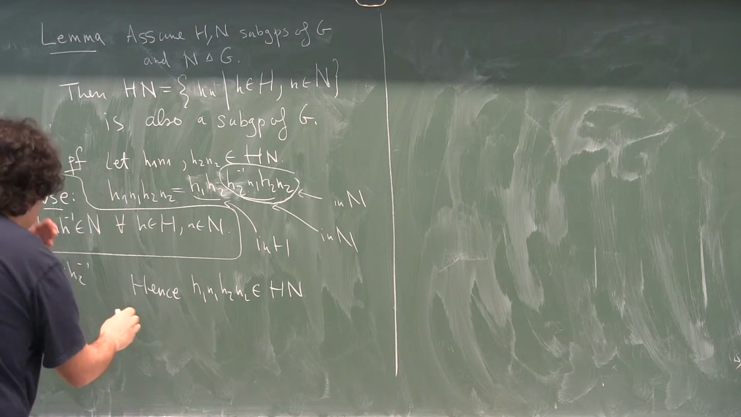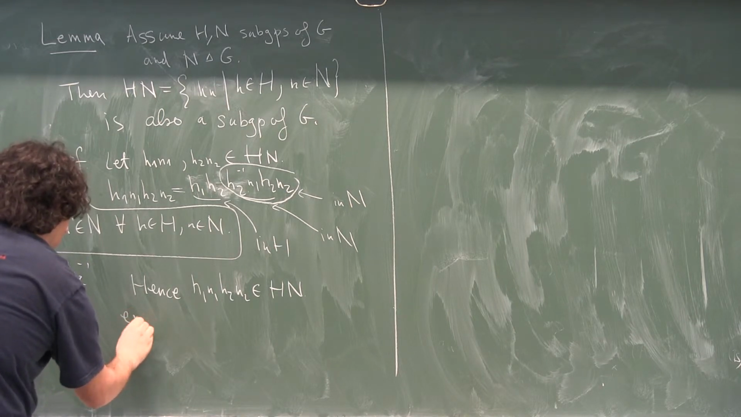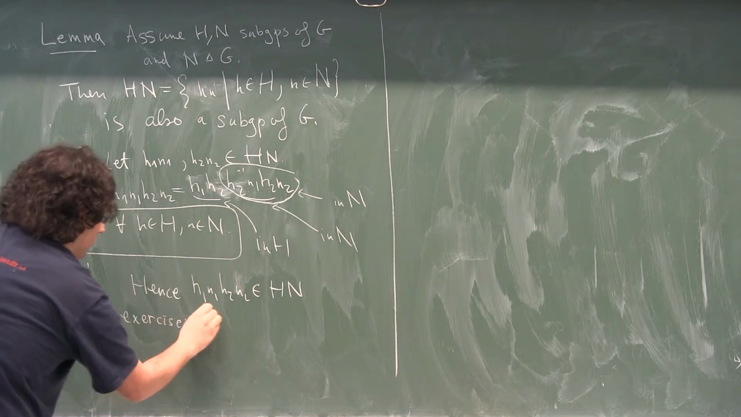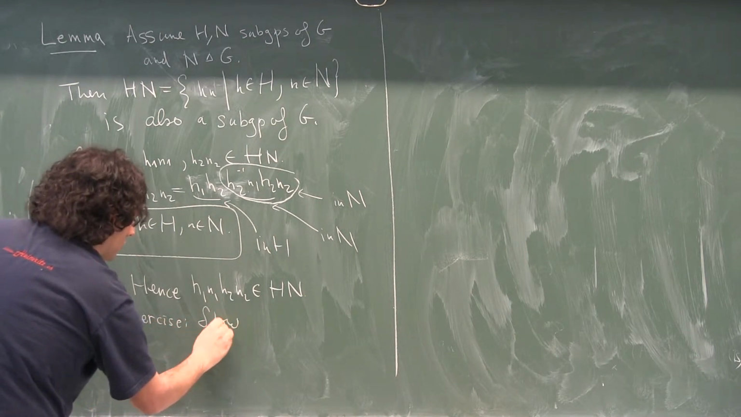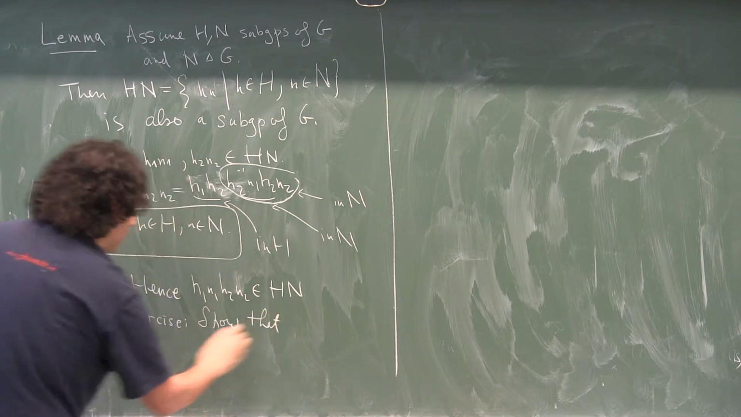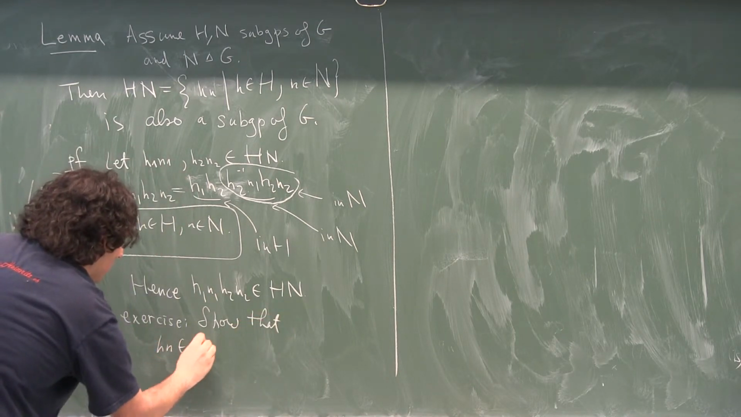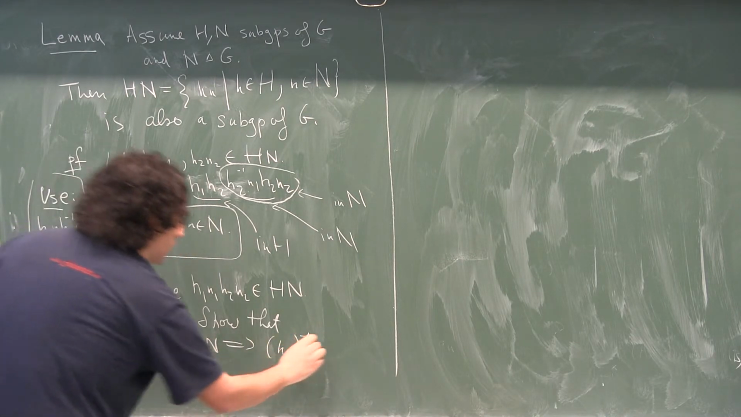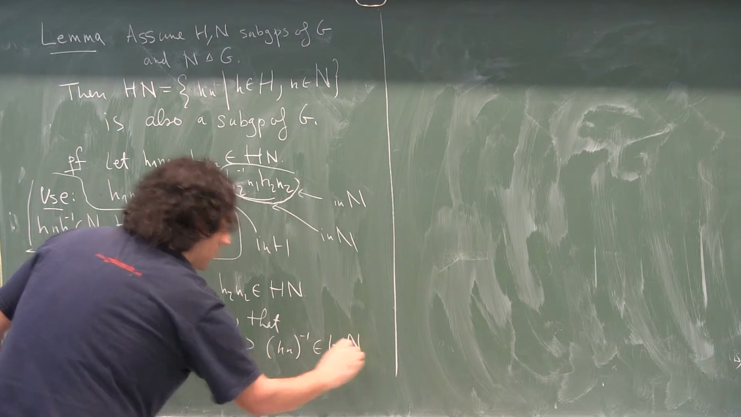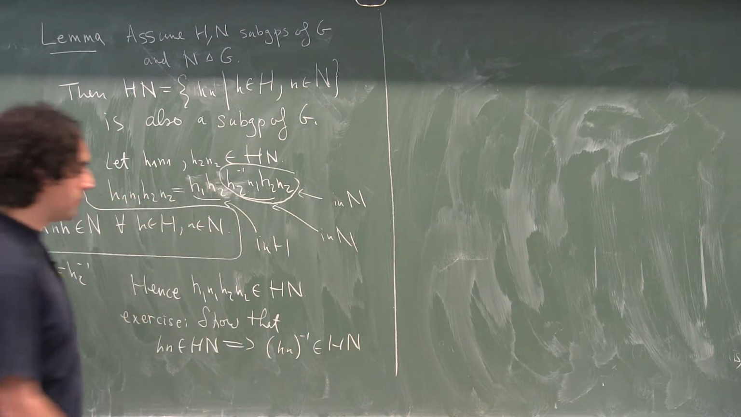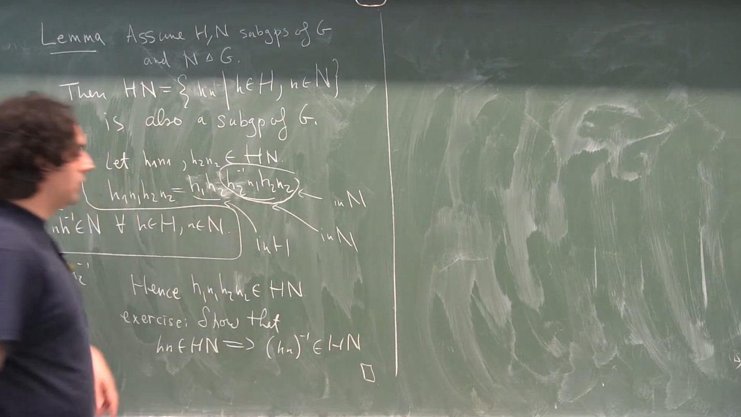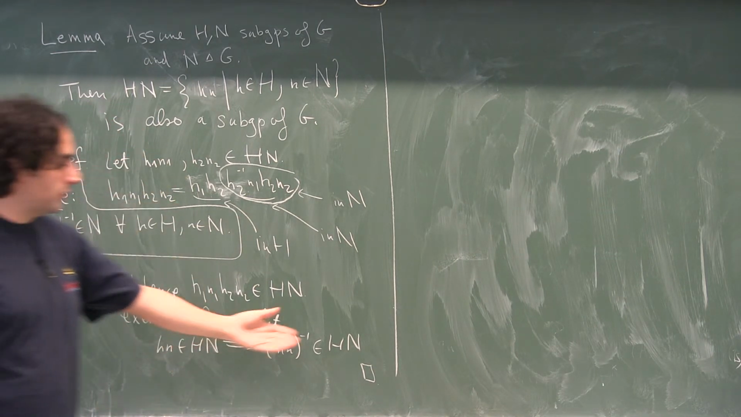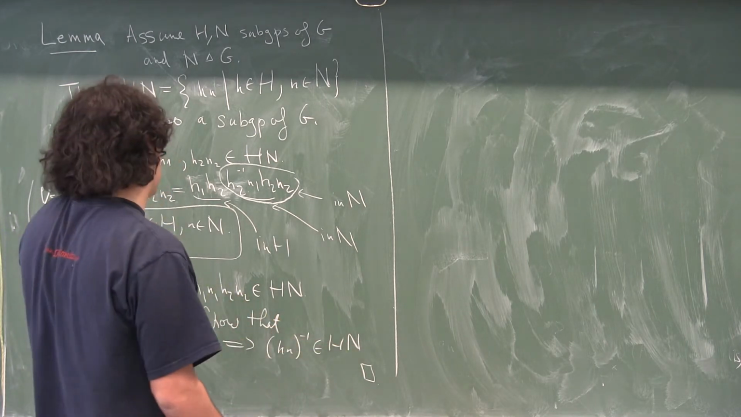And let's leave it to you as an exercise. Show that hn in HN implies that also the inverse is in HN. So with your help of doing the exercise, then I've shown closure under multiplication, you show closure under inversion. Together we have completed the proof.